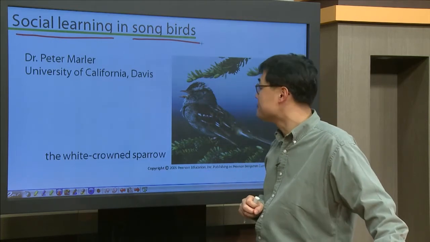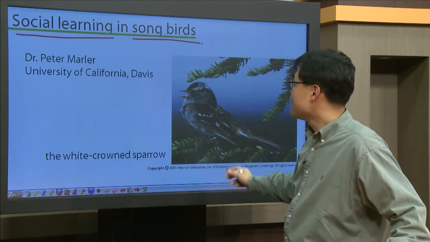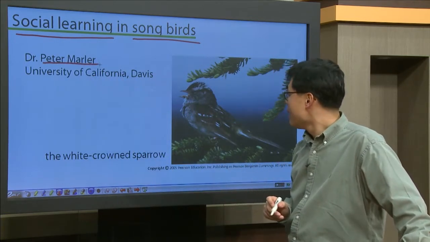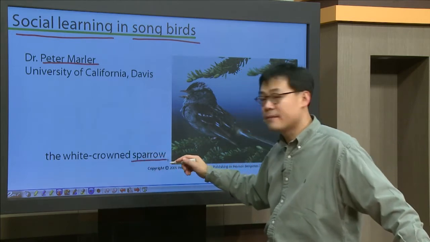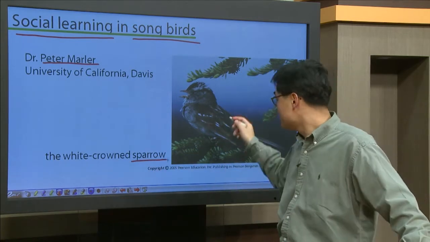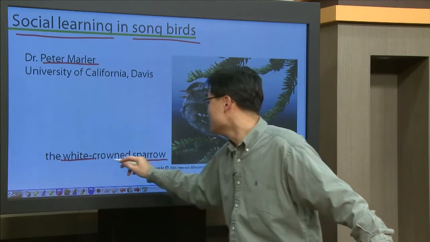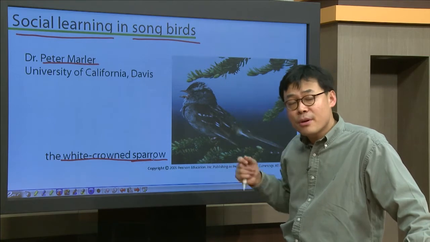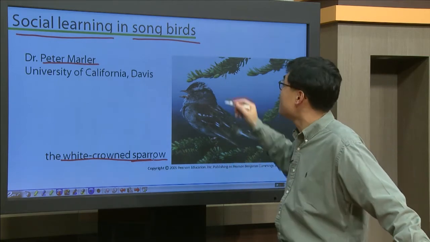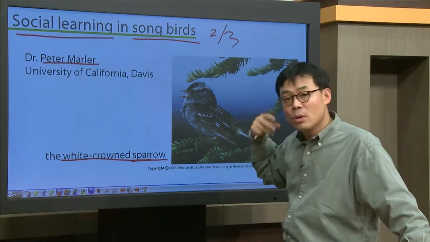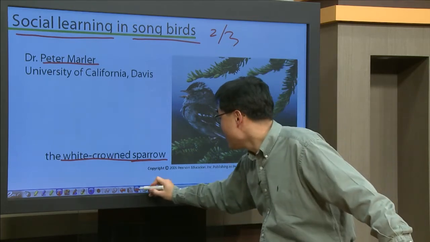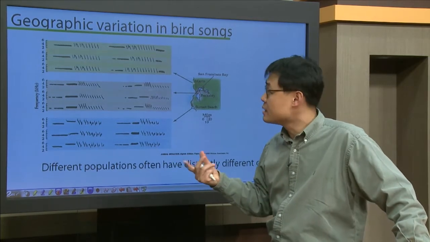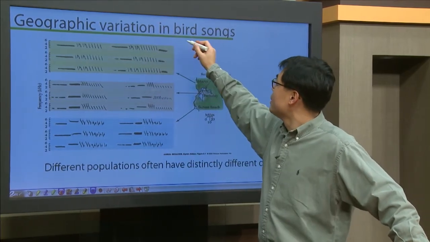And this experiment was done by Dr. Peter Marler at the University of California at Davis. This bird is a sparrow, a very common sparrow on campus, but this particular species is a white-crowned sparrow. Songbirds are very common birds, taking up about two-thirds of all bird species. And one interesting observation about songbirds is the geographic variation in bird songs.